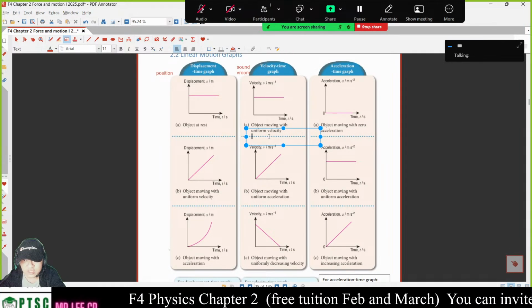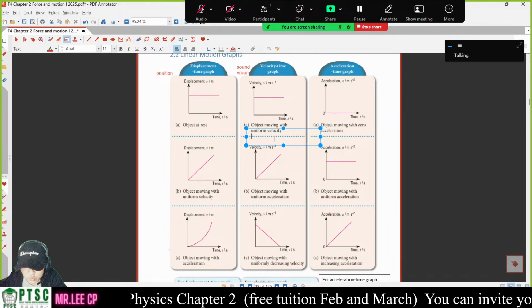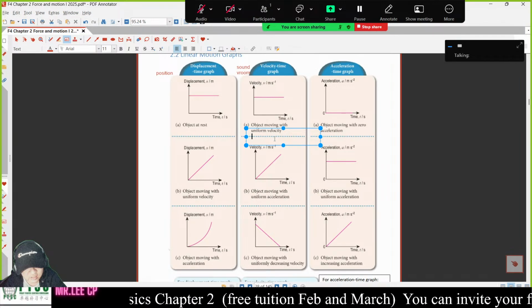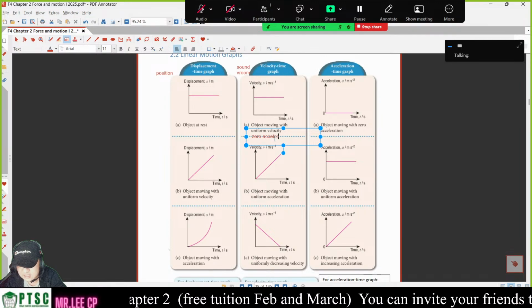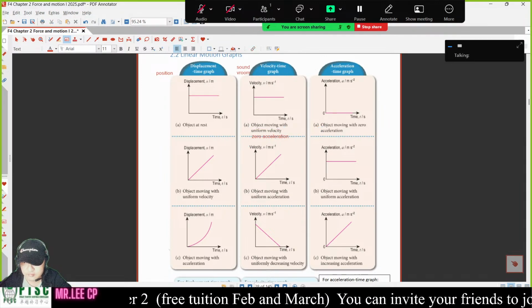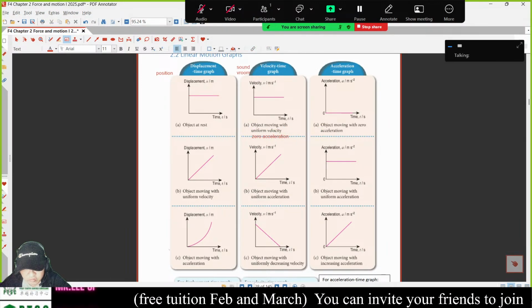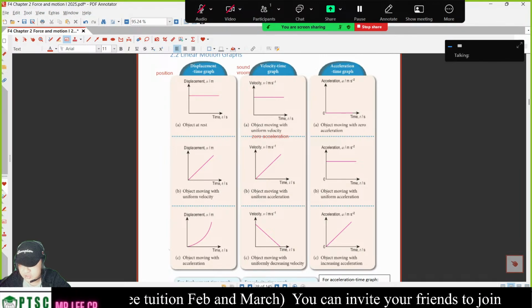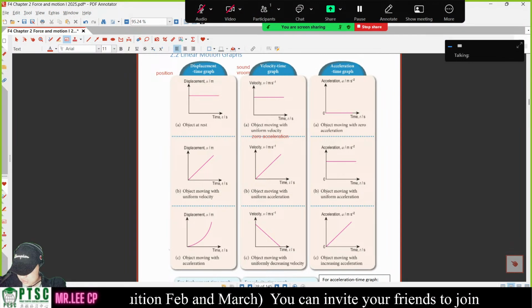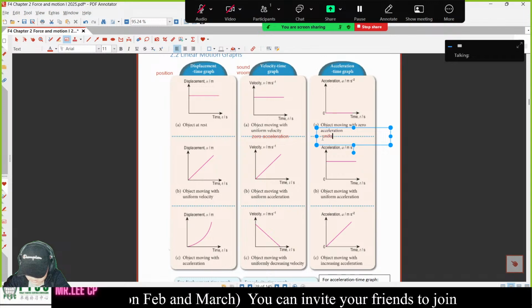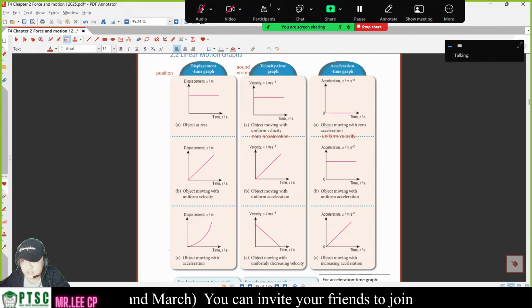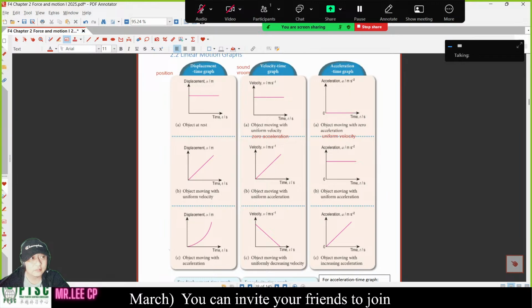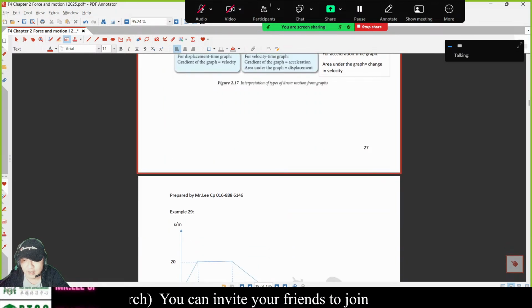So this one is when you see uniform velocity, it is also called zero acceleration. When you see uniform velocity, it means the acceleration is 0. Acceleration 0 means it is uniform velocity or constant velocity. Right? These two are the same. Okay. Now, how to memorize it?